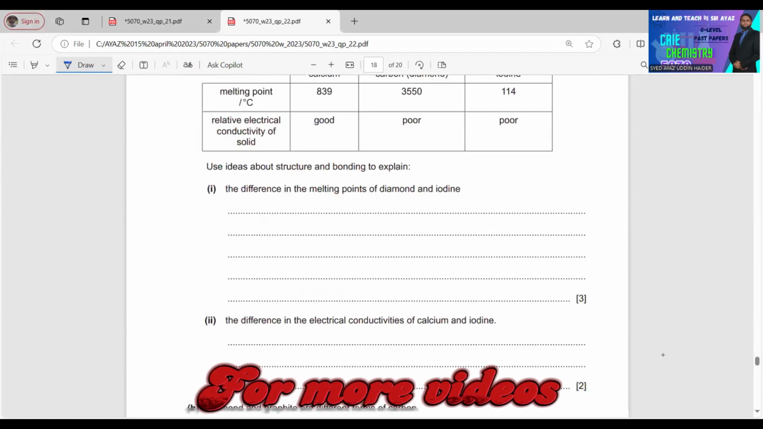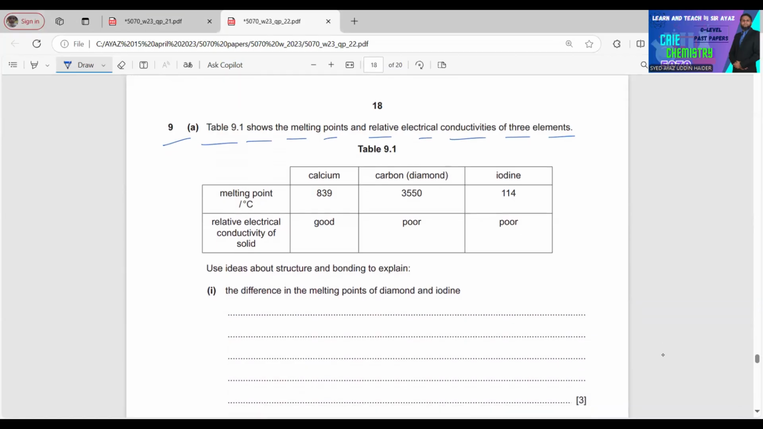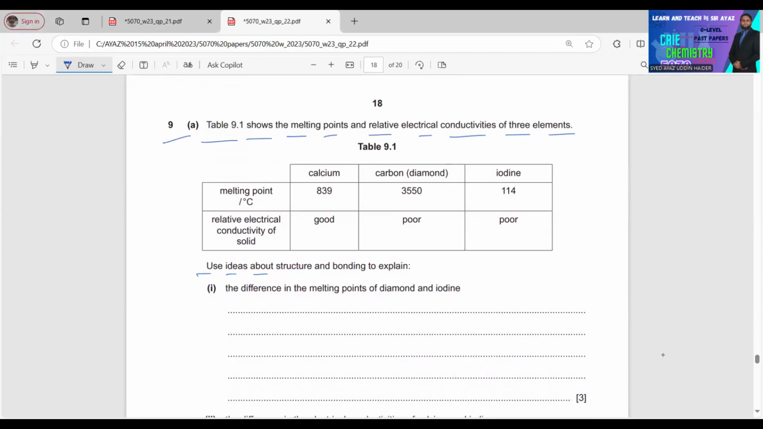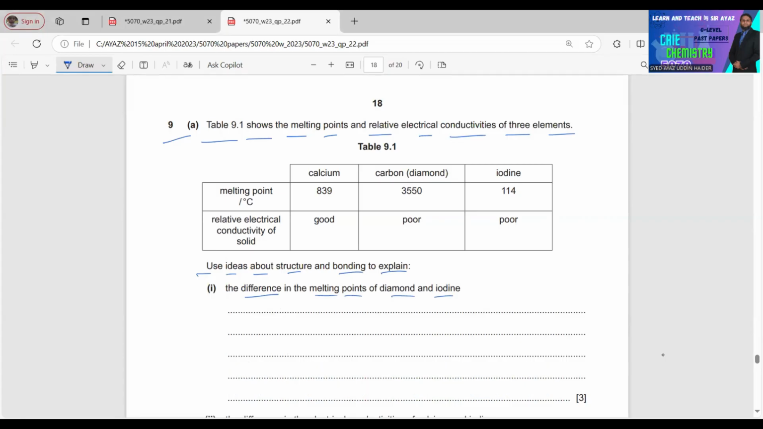Question number 9. A. Table 9.1 shows the melting points and relative electrical conductivities of three elements: calcium, diamond, iodine. Melting point and relative electrical conductivity of the solid is provided to us. Use ideas about structure and bonding to explain the difference in the melting points of diamond and iodine. Now they are saying you have to use the ideas of structure and bonding. So diamond has a giant structure, while iodine has a simple structure.